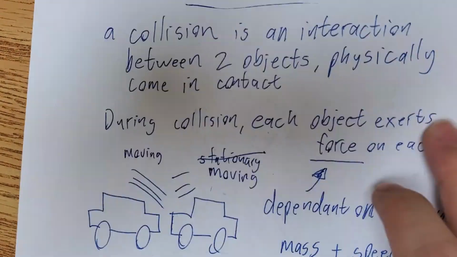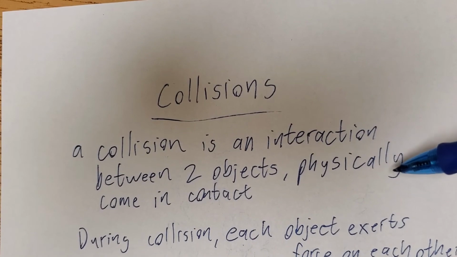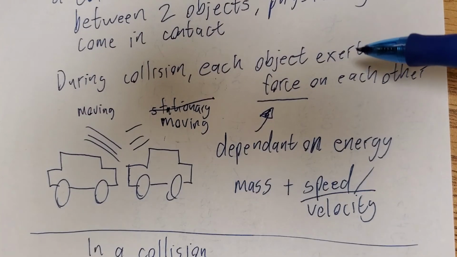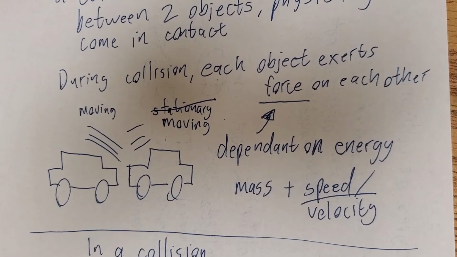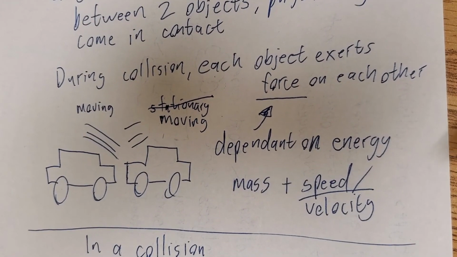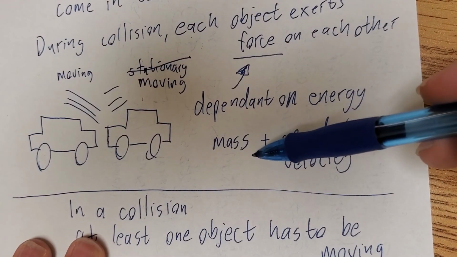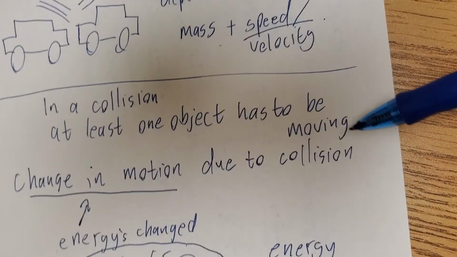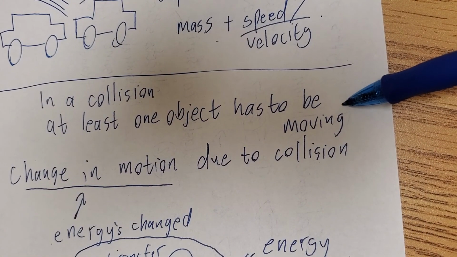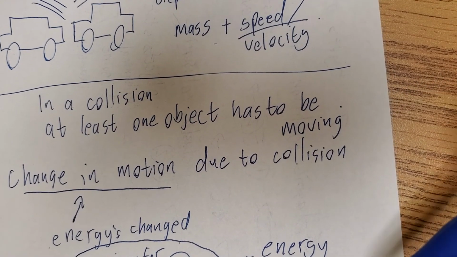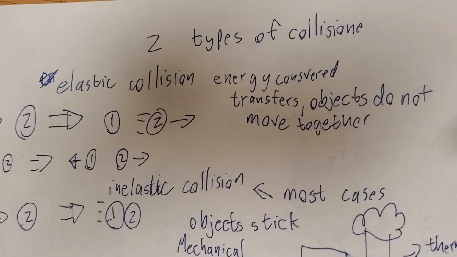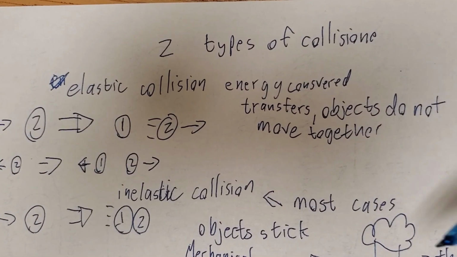Okay, so again, to summarize, collisions, two objects hitting each other, okay? And when we have a collision, these two objects are going to exert a force upon each other, and this is dependent on how much energy they have, specifically their mass and their speed. At least one of these objects has to be moving. And when there is a collision, some of that energy can be transferred and some of it can be transformed. And that is dependent on your two different cases, elastic and inelastic.